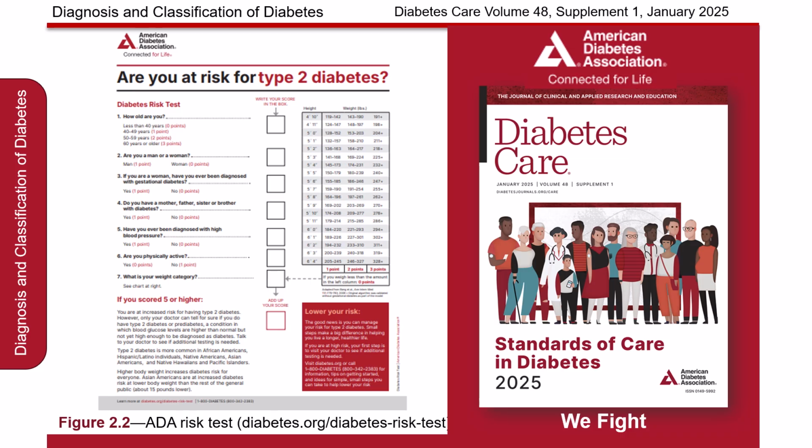7. What is your weight category? See chart in the image. Weight categories. The test includes a height and weight chart to determine points based on weight. Left column equals 0 points. Middle column equals 1 point. Right column equals 2 points. Results and next steps. Score of 5 or higher equals increased risk for type 2 diabetes. It is recommended to talk to a doctor for further testing. Ways to lower risk include healthy eating, physical activity, and weight management.